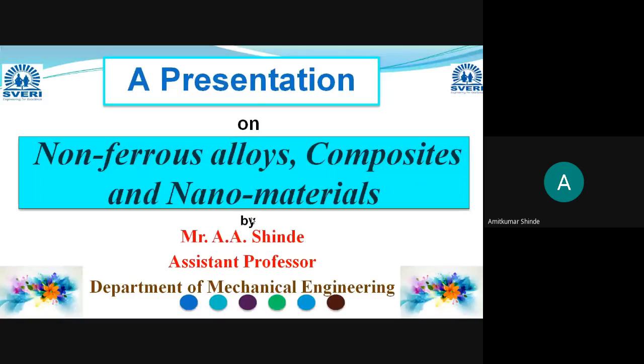Now, in the last lecture, we completed our second chapter. It is the study of ferrous materials and their alloys. In that we studied different types of plain carbon steels and different types of alloy steels. After that, we discussed cast irons along with their brief classification and brief applications.